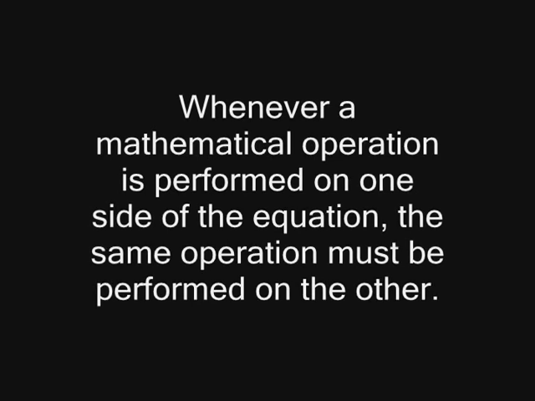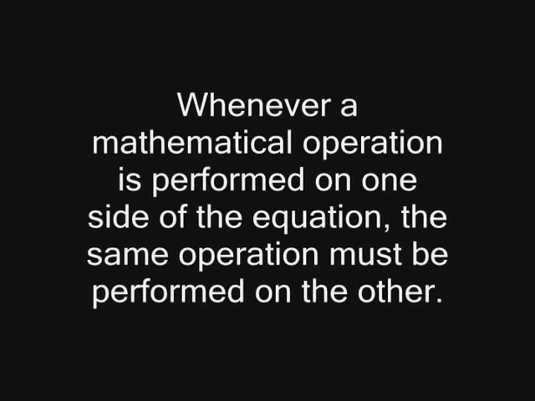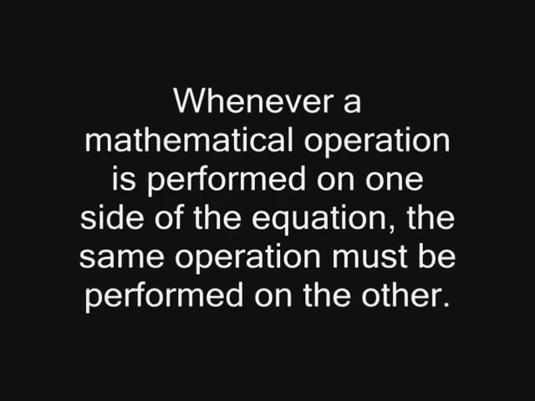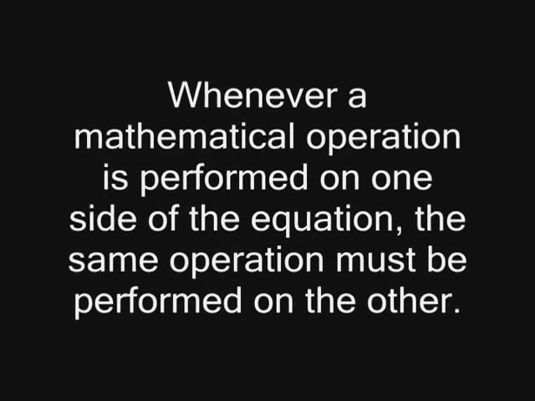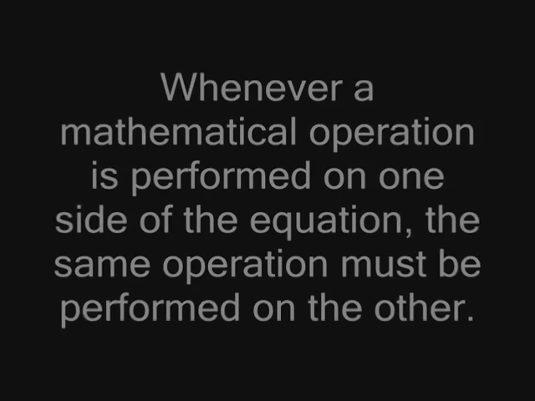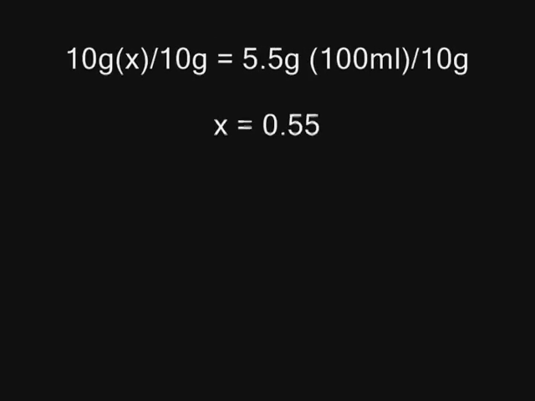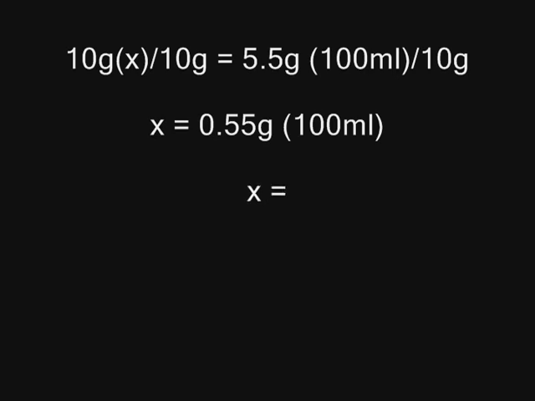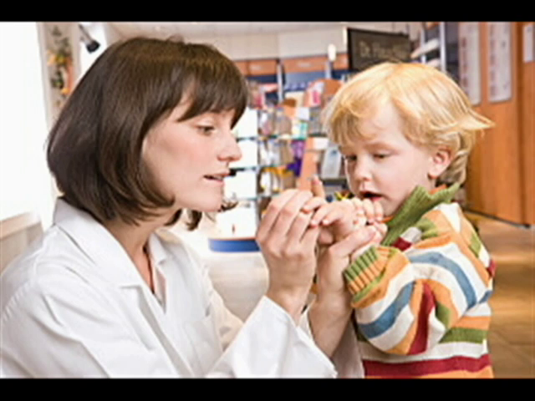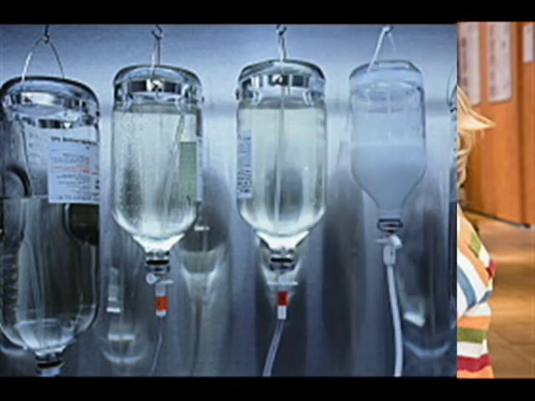Now we solve for X. Remember, when solving an algebraic equation, whenever a mathematical operation is performed on one side of the equation, the same operation must be performed on the other. Our goal is to isolate the unknown, X, so we will divide both sides of the equation by 10 grams. X equals 0.55 times 100 milliliters. X equals 55 milliliters.